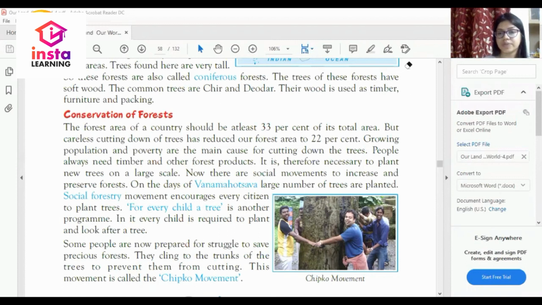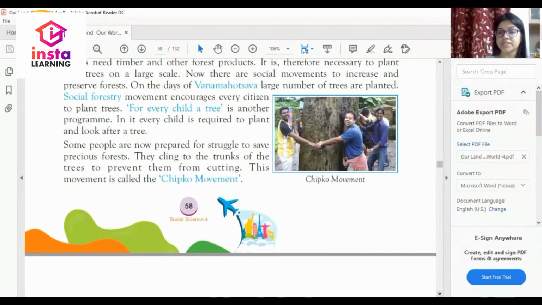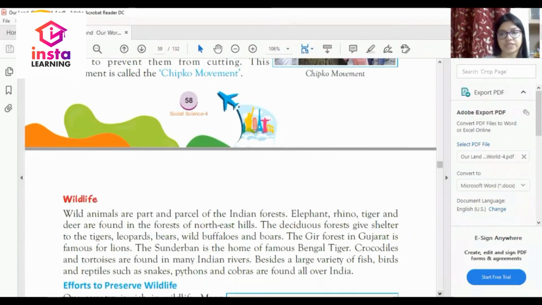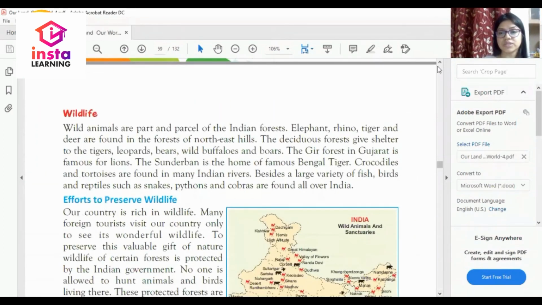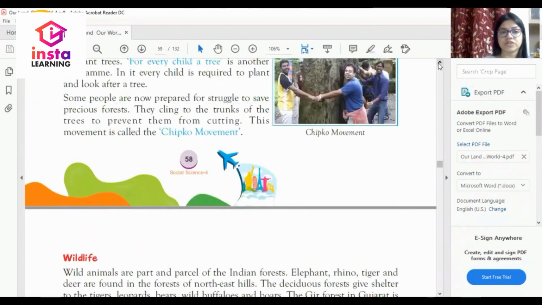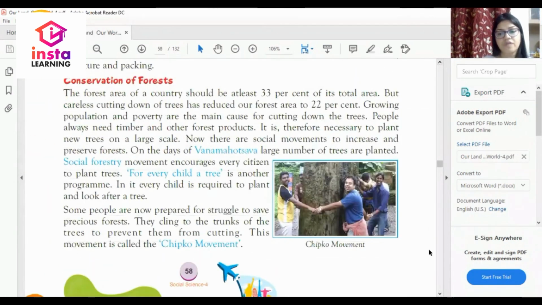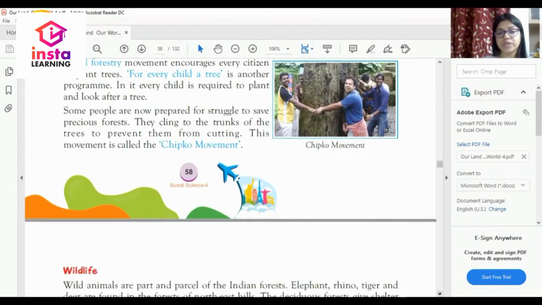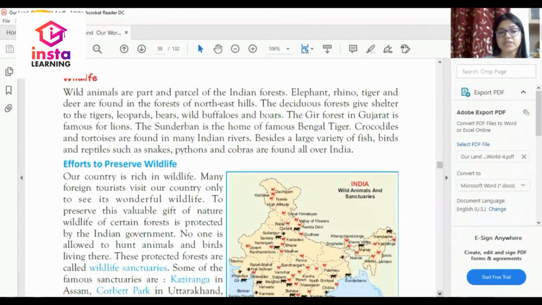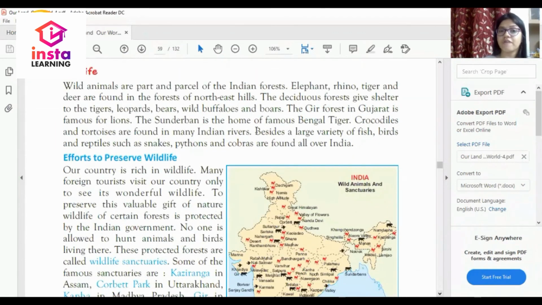So, this is the pictorial part of the Chipko movement. इसमें पेड़ों को लगाया जाता है और कटने से बचाया जाता है. So, this is all about the conservation of forest. So, dear student, let's discuss the last learning objective, which is wildlife.